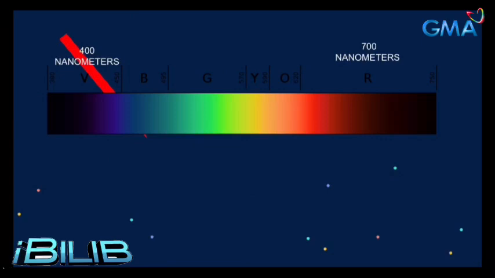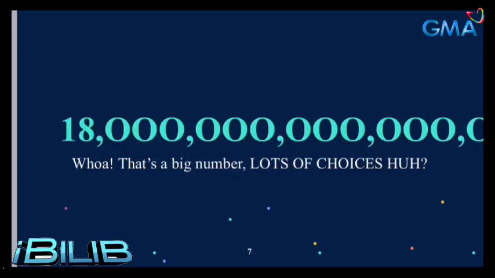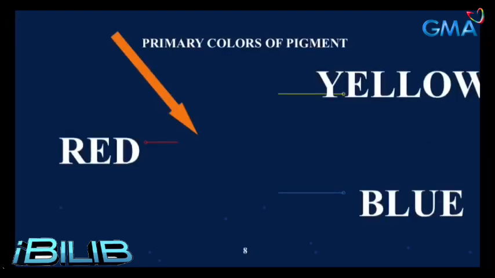In the visible spectrum, the red has the longest wavelength with 700 nanometers, and the violet has the shortest wavelength with only 400 nanometers. At the red end is the infrared region, and at the other end is the ultraviolet. Do you know how many colors there are in the universe? It's been estimated that we distinguish between 80 decillion colors. That is 18 followed by 33 zeros.